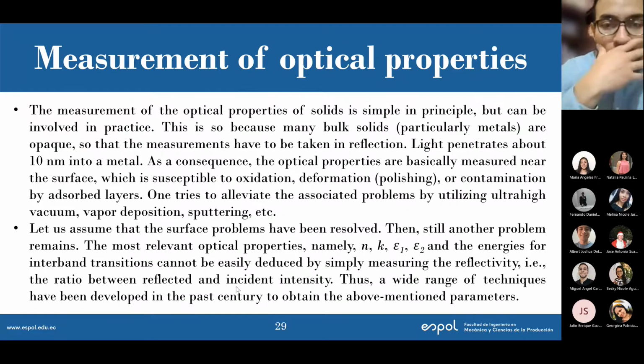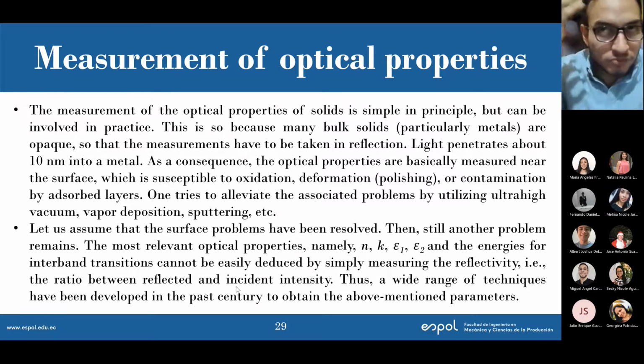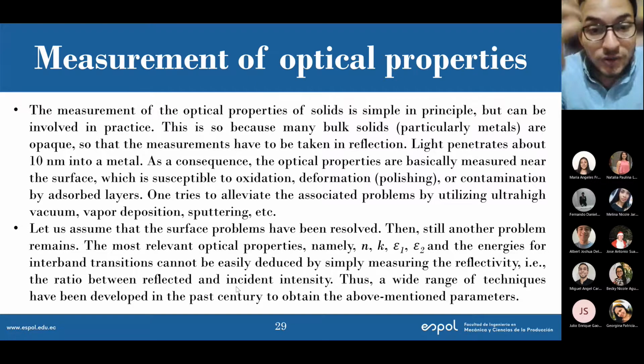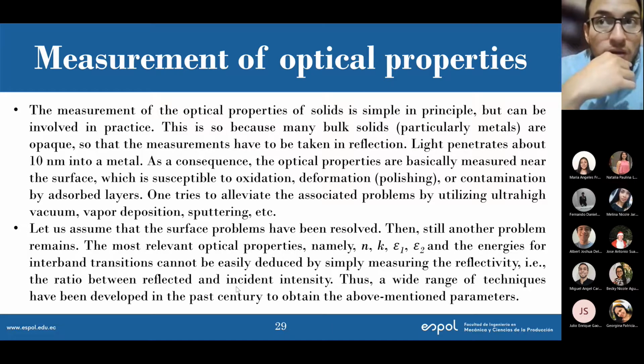Okay. Now, how do you measure optical properties? If you start thinking about measuring optical properties, it's actually quite complicated, because solids, and especially metals, we know are very opaque, right? So you need to take measurements in reflection, not in absorption. Light penetrates just the top surface of the metal, usually around 10 nanometers. So what you're measuring is the optical properties at the very surface. And you know that surfaces are usually susceptible to oxidation and deformation. If you're polishing the sample, you can have any sort of contamination from a layer that was absorbed.